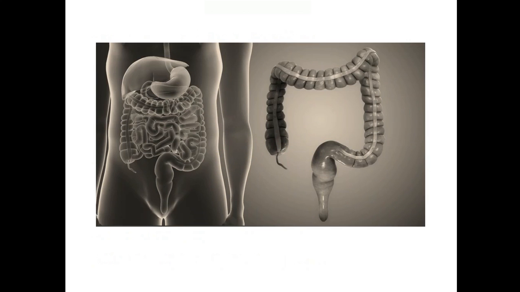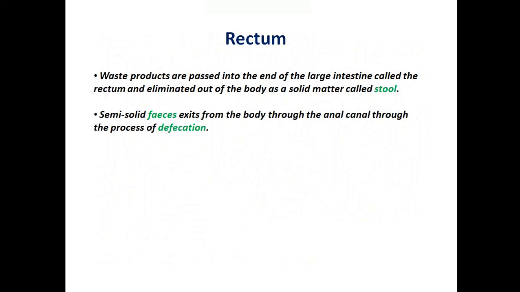Here's a picture of the large intestine, which is actually surrounding the small intestine. Finally comes the rectum. It is a part of the large intestine, as I told just now, but let me give you some detail of it. Waste products are passed into the end of the large intestine called the rectum, and eliminated out of the body as a solid matter called stool.